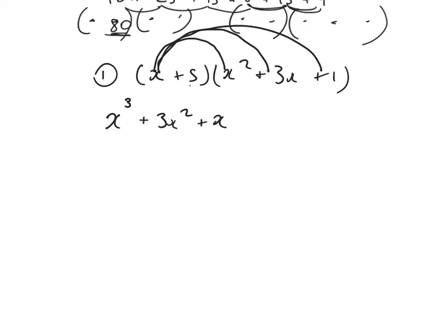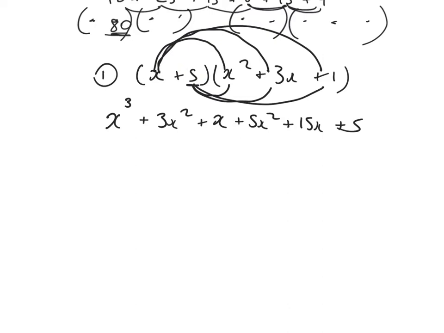We then go to the second term in the first bracket and multiply that by the first term in the second bracket. That's 5 times x squared, that's 5x squared. It's then 5 times 3x, 15x, and then it's 5 times 1, which is 5. So let's just go over that again. You get the first term in the first bracket, multiply it by the first term there, x squared, and then multiply with the second term, 3x, and then multiply with the third term, 1.